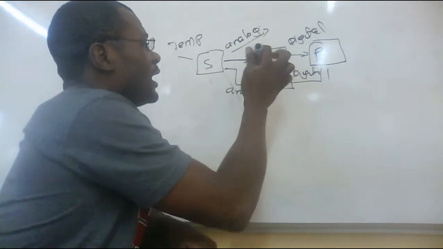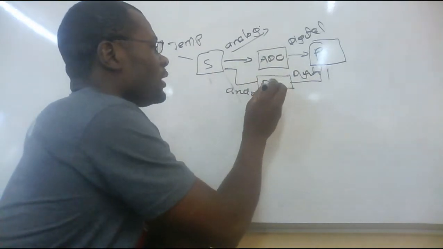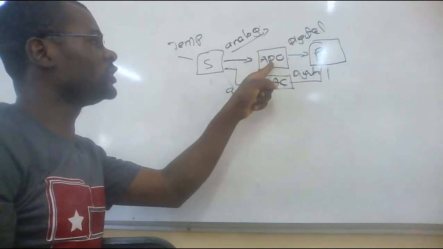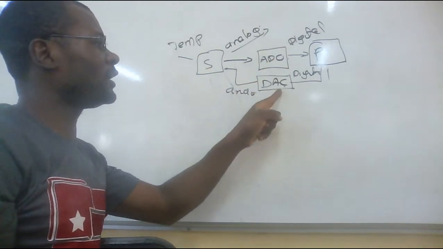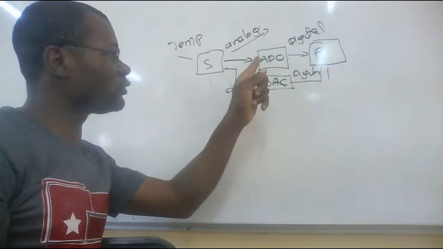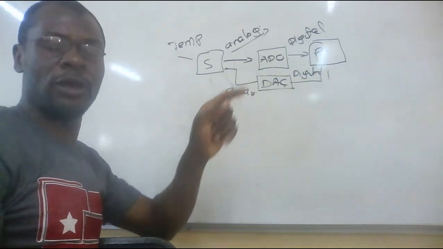So the analog to digital converter, we call it the ADC. The digital to analog converter, we call it the DAC. Every time the data needs to go into the computer, it's supposed to be converted, and every time the data is coming out of the computer, it's supposed to be converted.